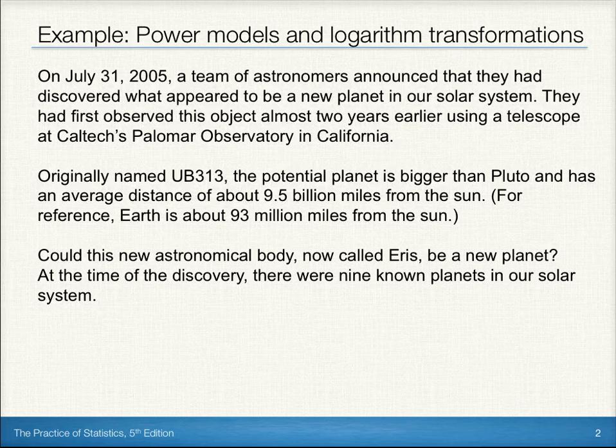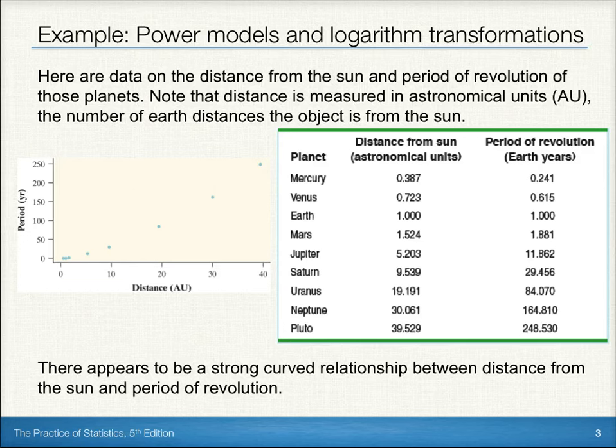Now, for reference, the Earth is about 93 million miles from the Sun. Could this new astronomical body, now called Eris, be a new planet? Note at the time of discovery there were 9 known planets in our solar system. So here are the data on the distance from the Sun and the period of revolution of those 9 planets. Note that the distance is measured in astronomical units, or AUs. These are the number of Earth distances the object is from the Sun.